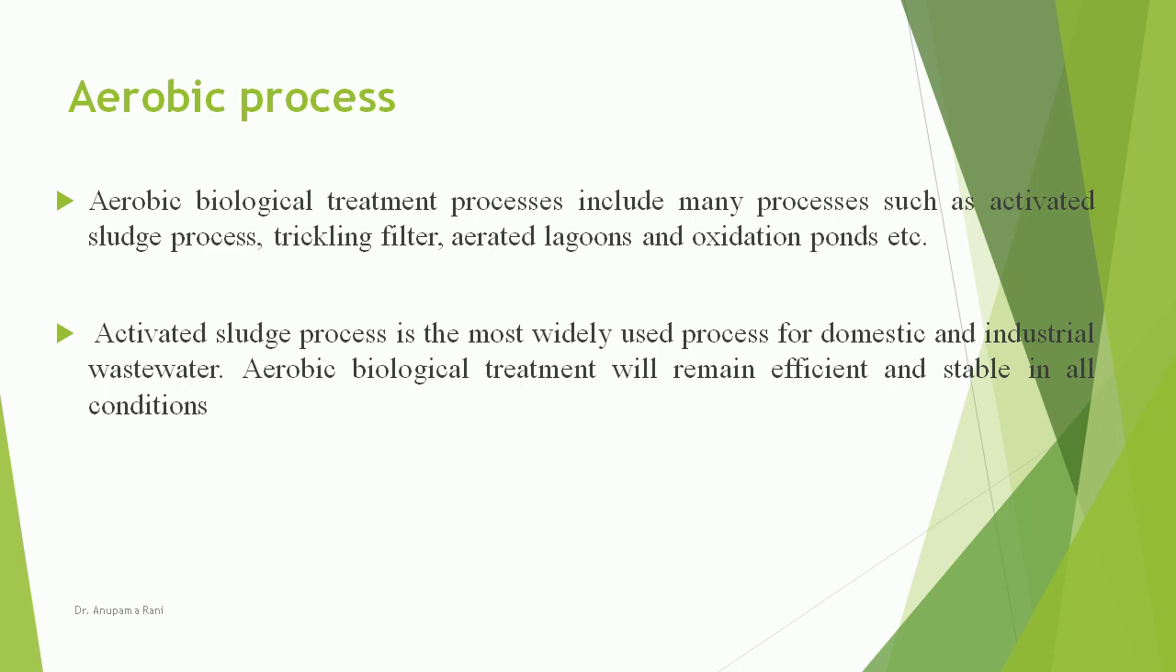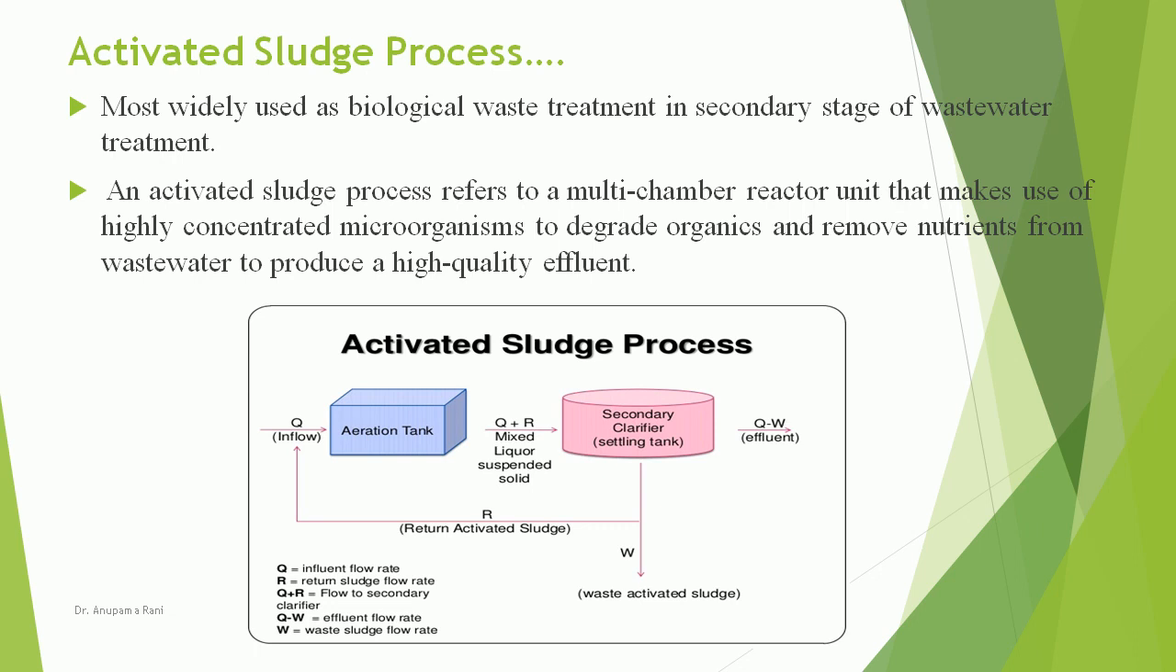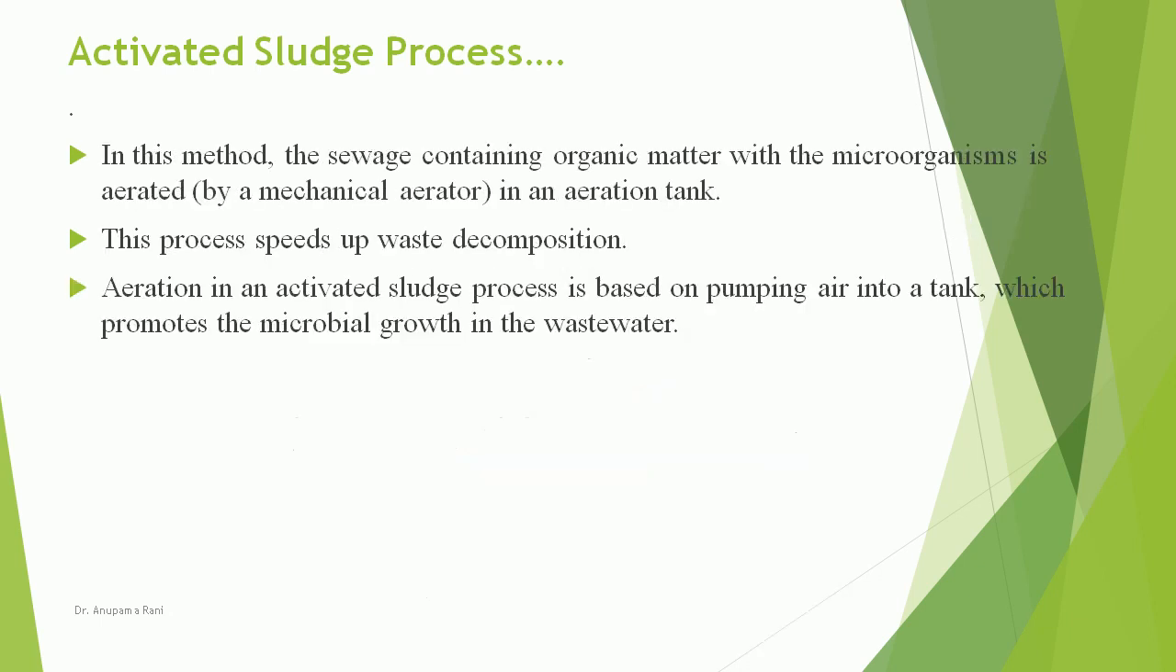Aerobic biological treatment will remain efficient and stable in all conditions. Activated sludge process is most widely used as biological waste treatment in the secondary stage of wastewater treatment. An activated sludge process refers to a multi-chamber reactor unit that makes use of highly concentrated microorganisms to degrade organics and remove nutrients from wastewater to produce a high-quality effluent. In this method, the sewage containing organic matter with the microorganisms is aerated by a mechanical aerator in an aeration tank. This process speeds up waste decomposition.